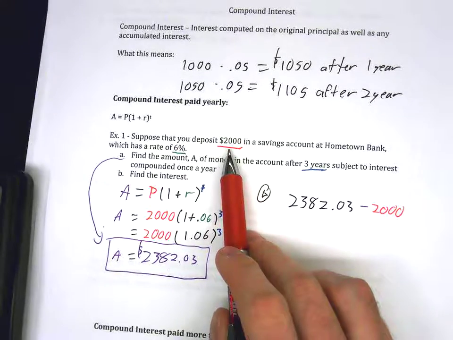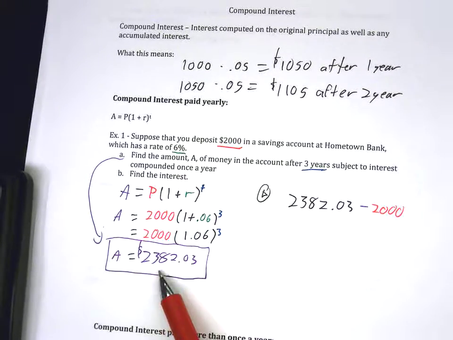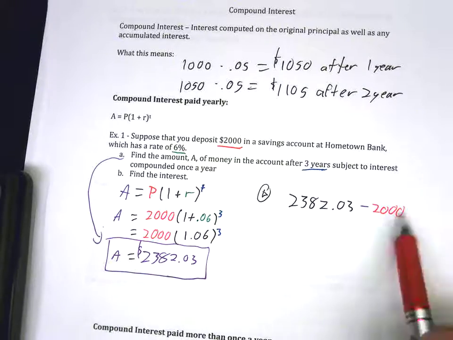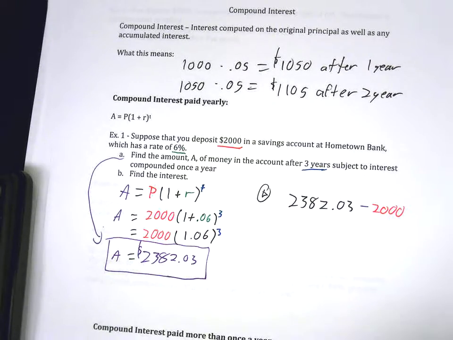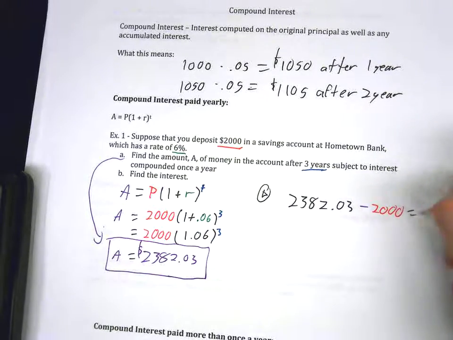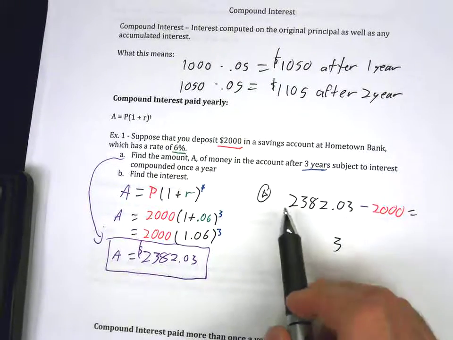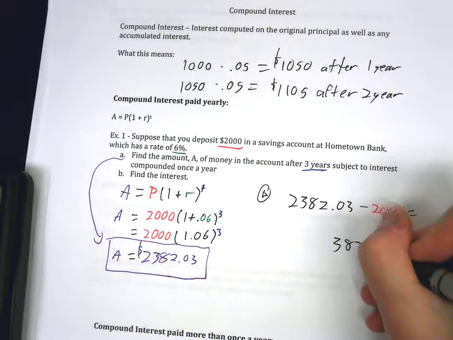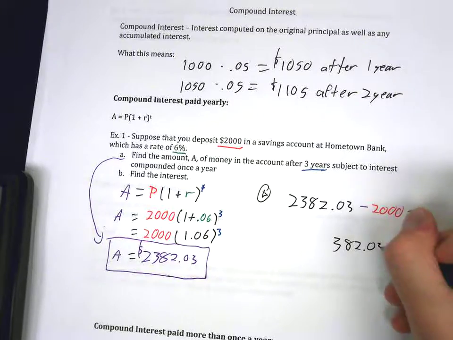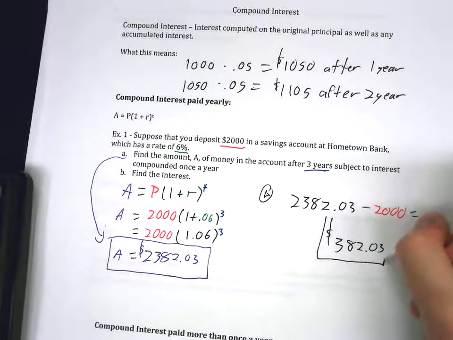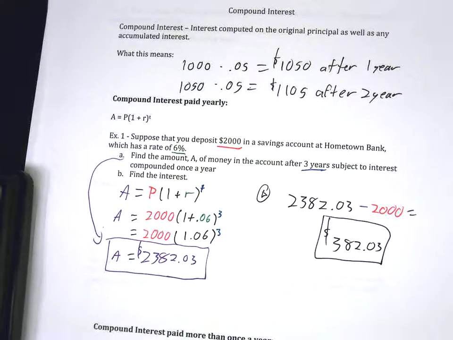So we start out with 2,000. Our future value is 2,382.03. We're going to subtract out that 2,000, which gives us a pretty easy answer to find because we're just taking off the 2 there. It's going to be $382.03. And this would be the amount of interest that we earned.